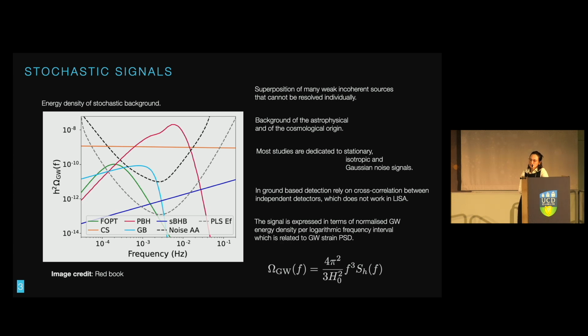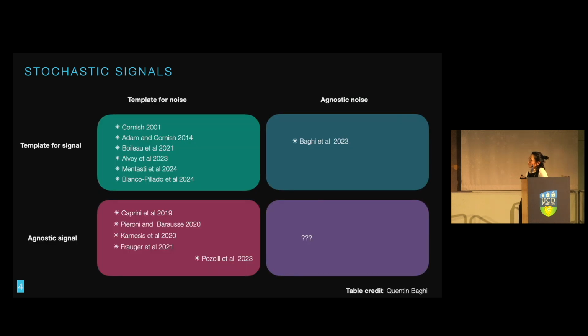And it is actually a very complicated problem to separate the background of cosmological or astrophysical origin from the noise. Because ground-based detectors, for example, rely on the fact that they can do the cross-correlation between different independent detectors. And in LISA, we are not going to have independent detectors. Therefore, it becomes a very hard problem.